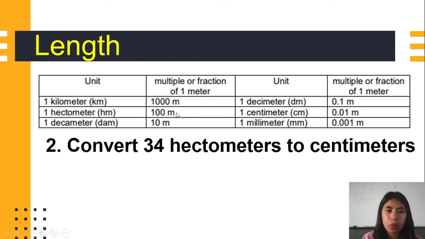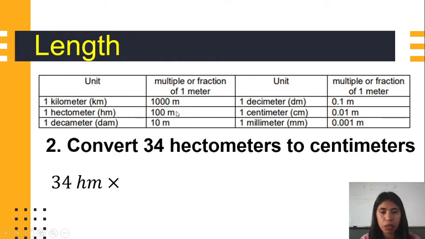So since we have hectometer to meter, we can use that. Next, do we have meter to centimeter? Okay, we have meter to centimeter. So we have two conversion times. So we will convert that 2 times. So let's start first with 34 hectometer times.